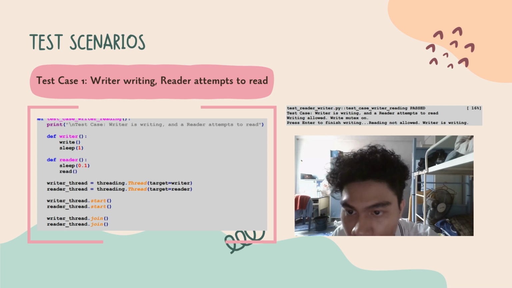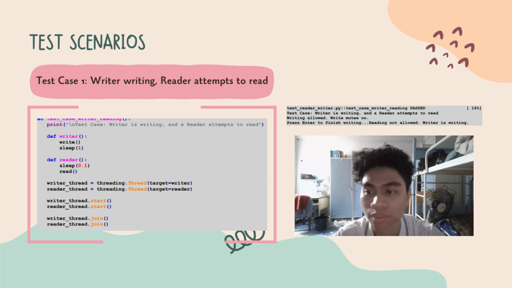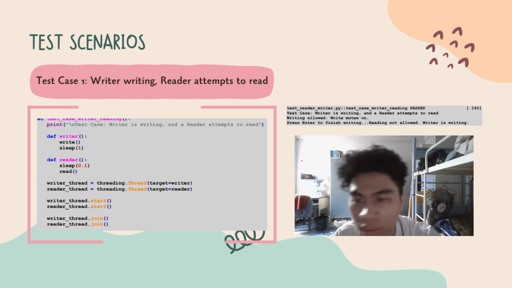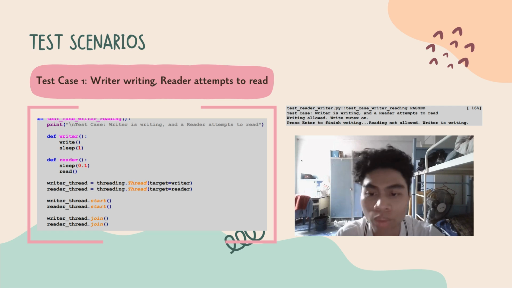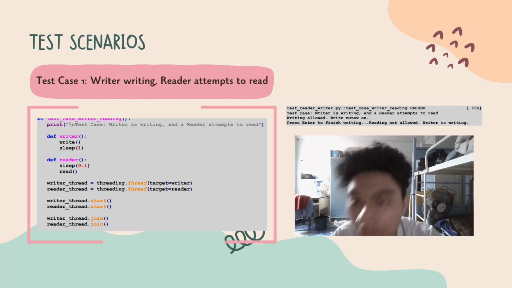Writing allowed, write text on. Press enter to finish writing. Reading not allowed, writer is writing. Why is reading not allowed? Let's look back into the code. The writer writes for 1 second, and then the reader needs to wait only for 0.1 second. It's like the reader is disturbing the writer who is writing. So hence reading is not allowed.